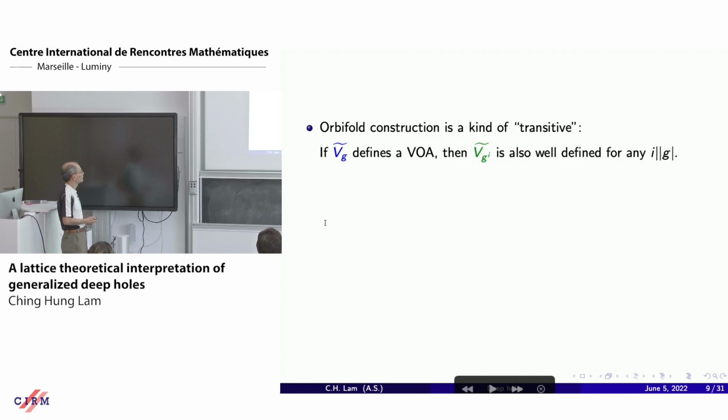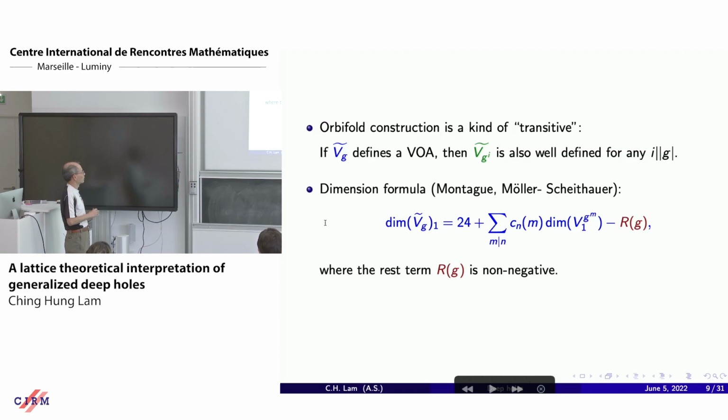Also, another important thing is something called the dimension formula, which tells you what the weight one dimension is, the weight one space of this orbifold construction VOA. This will be useful when you try to determine the Lie algebra structure of this new VOA. I just write down something here. It doesn't matter what it is because I'm not going to use it. But in the paper of Niels and Stefan, they use this dimension to define what is called a generalized deep hole. So I mentioned it. This is an extremely important formula. Of course it's not an easy formula to prove, so it's very difficult. But there's some formula like this.